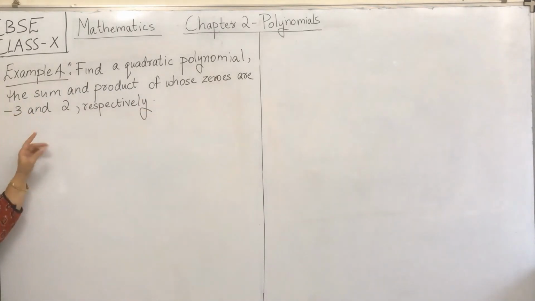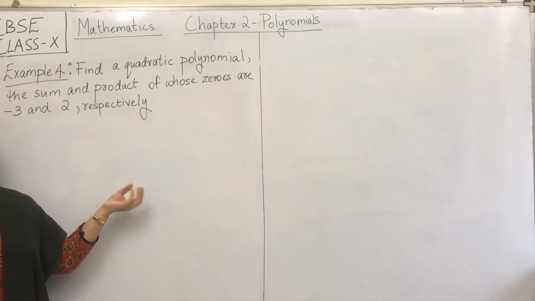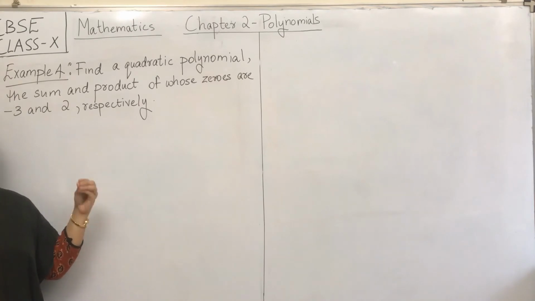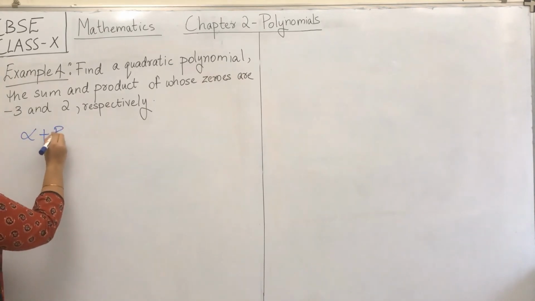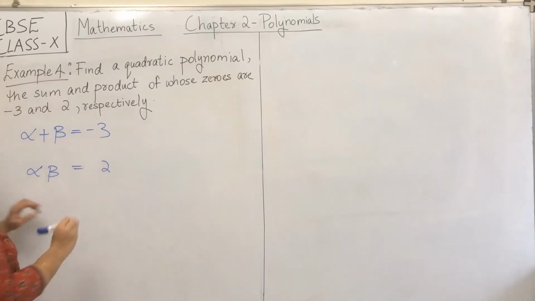Example number 4. Find a quadratic polynomial, the sum and product of whose zeros are minus 3 and 2 respectively. I repeat the question once more. Find a quadratic polynomial, the sum and product of whose zeros are minus 3 and 2 respectively. In the previous questions, the polynomial was given, and we needed to find the zeros and state the relationship between the coefficients and the zeros. But in this question, alpha plus beta, the sum of the zeros, and alpha into beta are given. We need to find the quadratic polynomial.